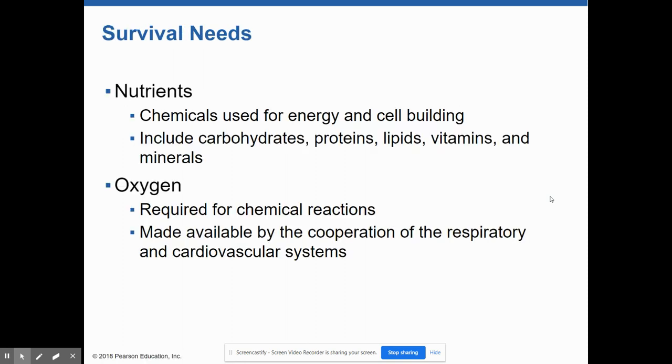So survival needs, in order to survive, living organisms need certain requirements. So the first one are nutrients. These are chemicals used for energy and cell building. This includes carbohydrates, proteins, lipids, vitamins, and minerals, and we get this from our diet. Oxygen is required for chemical reactions. We get this through the respiratory and cardiovascular systems.